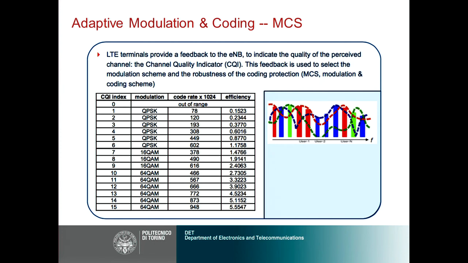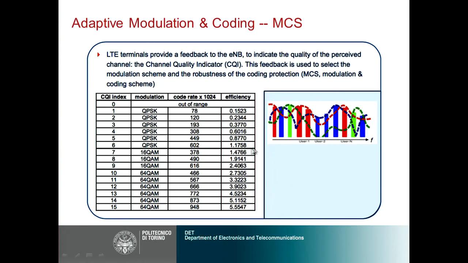That means you may go from 64 QAM to still 64 QAM, but with a more robust coding, so more redundancy being thrown in. Or you can change modulation altogether and go from 64 QAM to 16 QAM or even to QPSK. The lower rate modulation, of course, as you know, has a more favorable signal to noise ratio allowance. But of course, you decrease the efficiency.